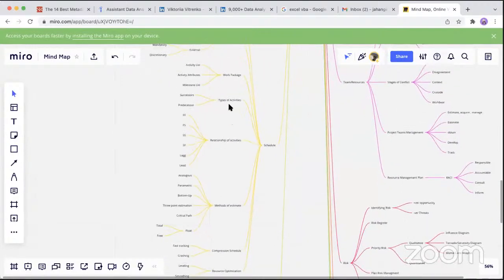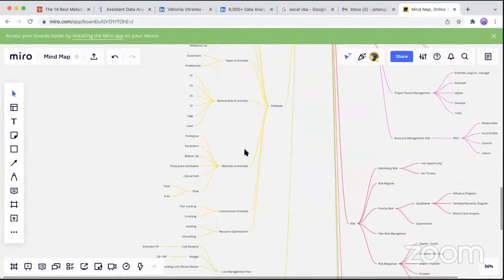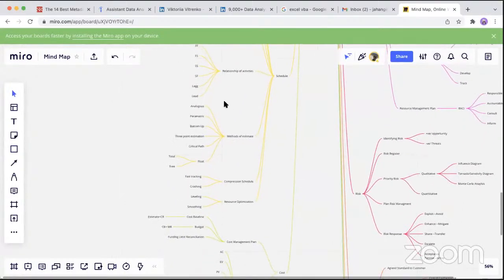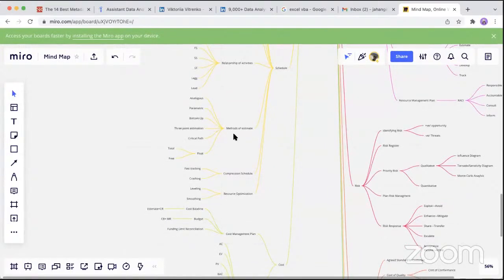Then come the two types of activities, successor and predecessor activities. We define the relationship based on finish-to-finish, finish-to-start, start-to-start, and start-to-finish. We define some lags and leads in our activities during the scheduling stage. There are some methods of estimation during planning.